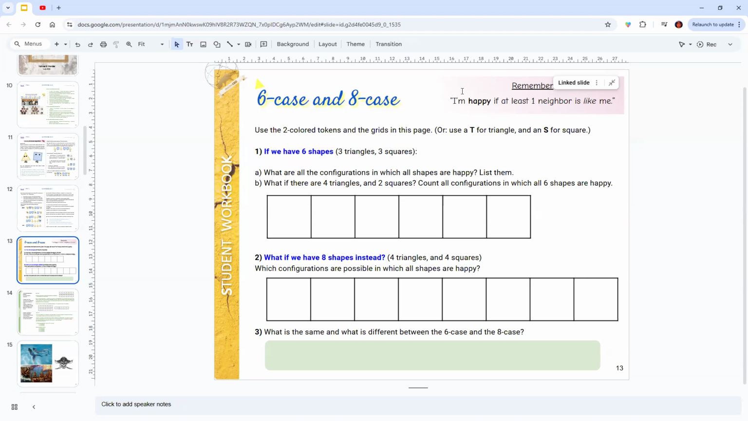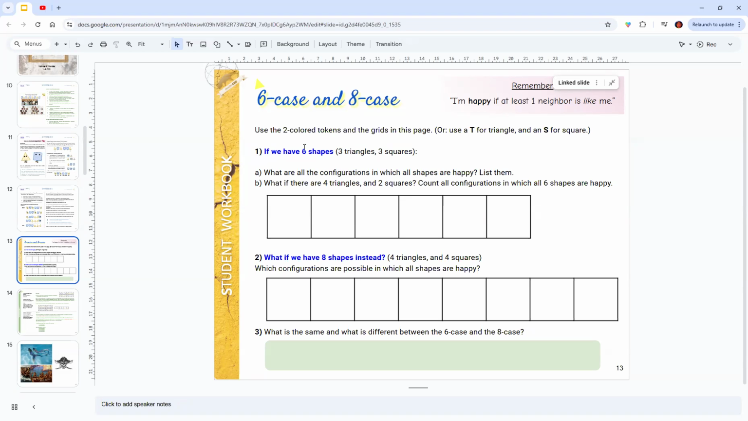Remember, we're in the situation where a shape is happy if at least one neighbor is like that shape. So it has to have at least one neighbor that has the same shape. And we have these two types of shapes, triangles and squares.